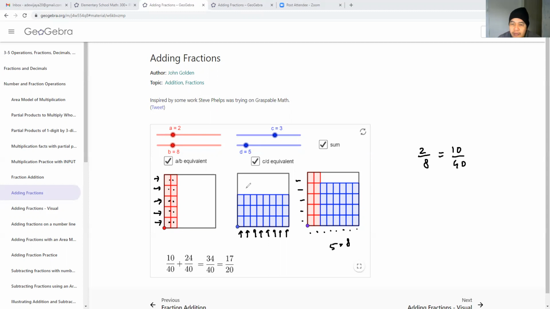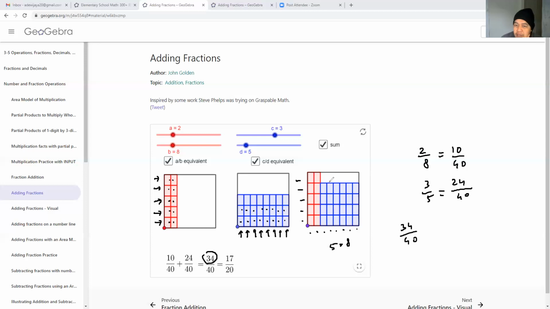And with the 3 on 5, when you make the denominator 40, it becomes 24. You can see here, when you count how many rectangles you have, there are 24. Now when you want to add them and put them in a square like this, you can just count how many squares. In this case, you have this 24 and then another 10, which makes 34. So that's how we got this number, 34 on 40.